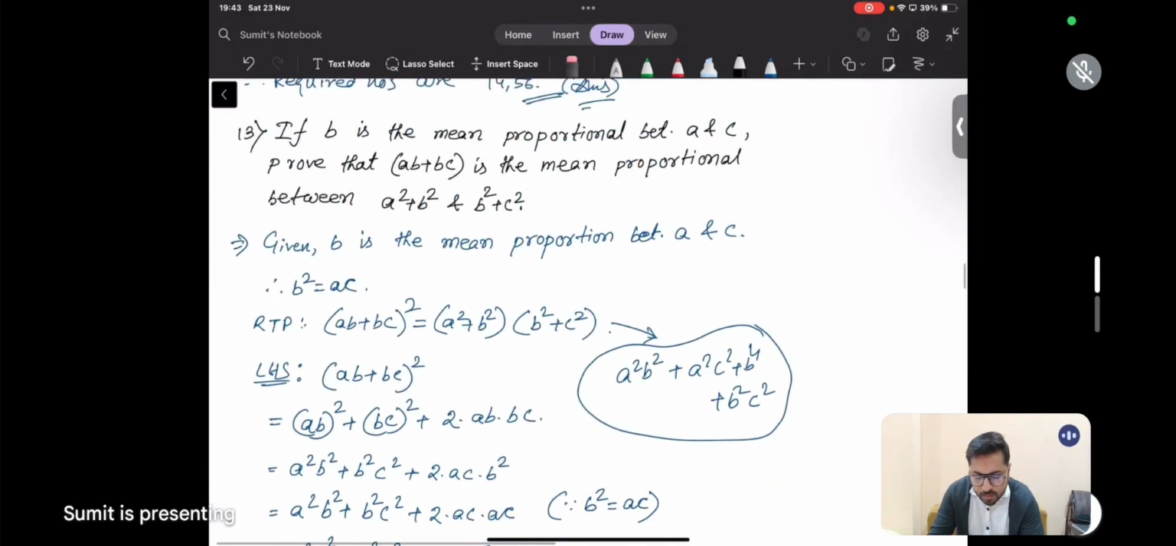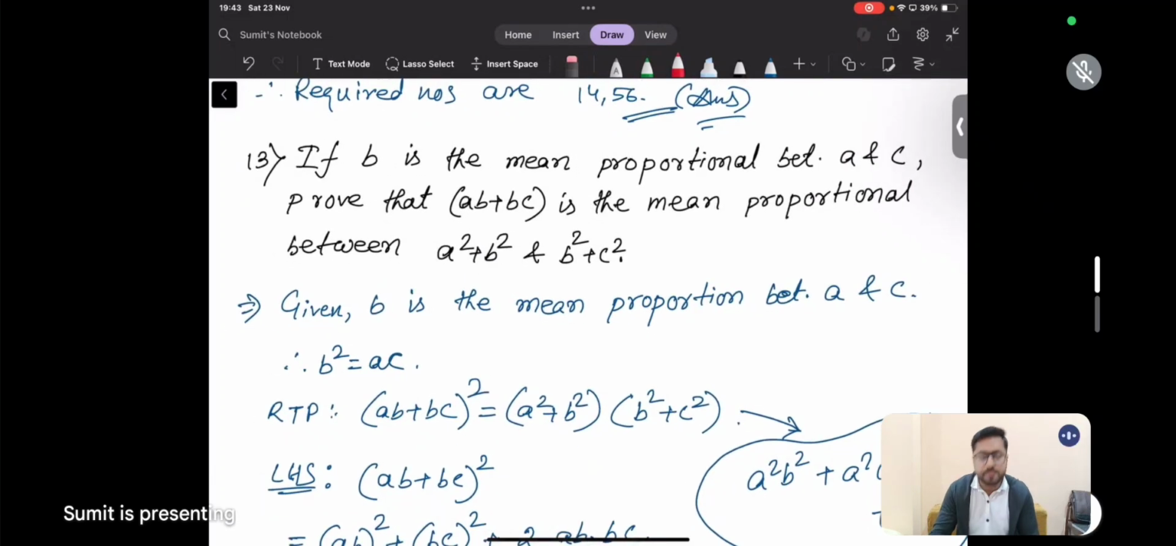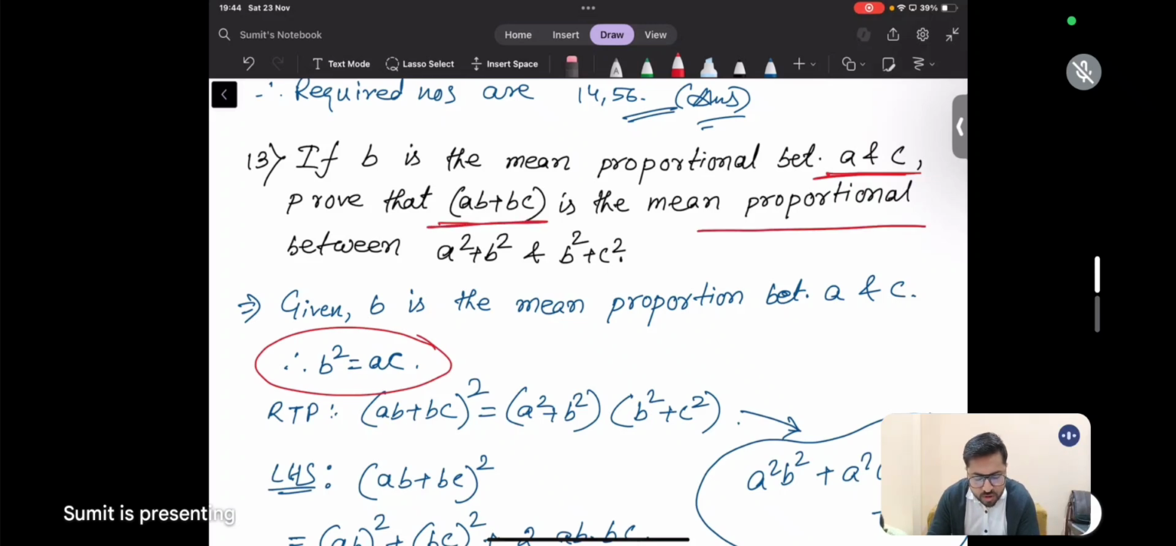নেক্সট 13টা বুঝিয়ে দিই। 13টা বোঝানোর পর দেখে নাও কি আছে। If B is the mean proportion between A and C, তো এটা মানেই কি, এটা মানেই B square equal to AC, দেখ ফার্স্টে লিখে দিয়েছি আমি B square equal to AC, ঠিক আছে। Prove that AB plus BC is mean proportional between these. That means what you need to prove, you are required to prove is this thing.